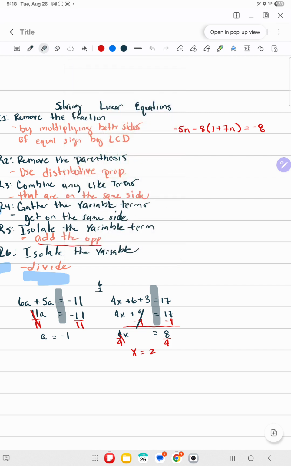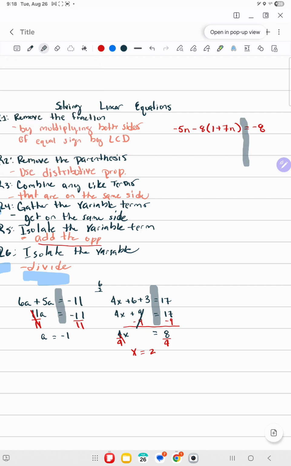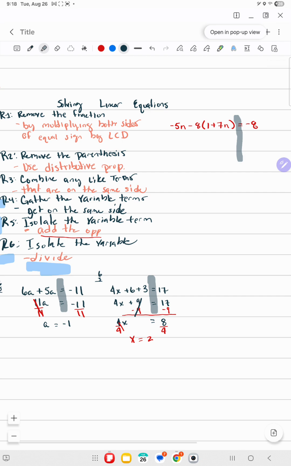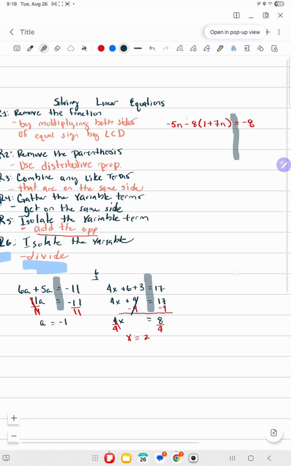Let's identify what we have. Let's go ahead and separate our problem into two sides. Now, the first rule says remove the parentheses because we don't have any fractions in here, right? Remove the parentheses by using the distributive property. That means we must take negative 8 and multiply it by that 1, and then negative 8 times that positive 7. All right, let's do it.